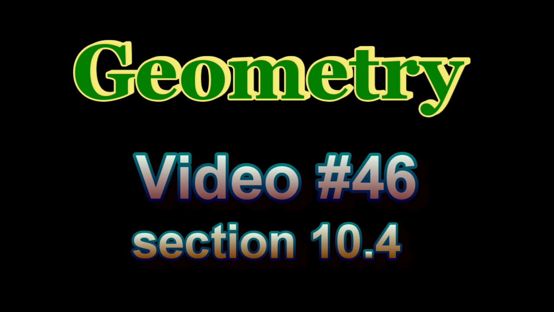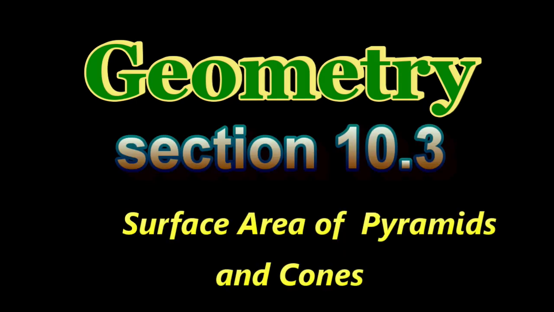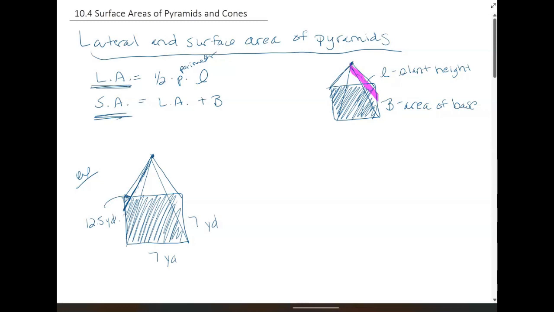Hey guys, welcome to section 4, chapter 10 of the geometry program. And in this section, we're going to find the lateral and surface area of pyramids and cones. So to start us, let's look at some pyramids, and we need, again, two formulas. We need the lateral area and the surface area.